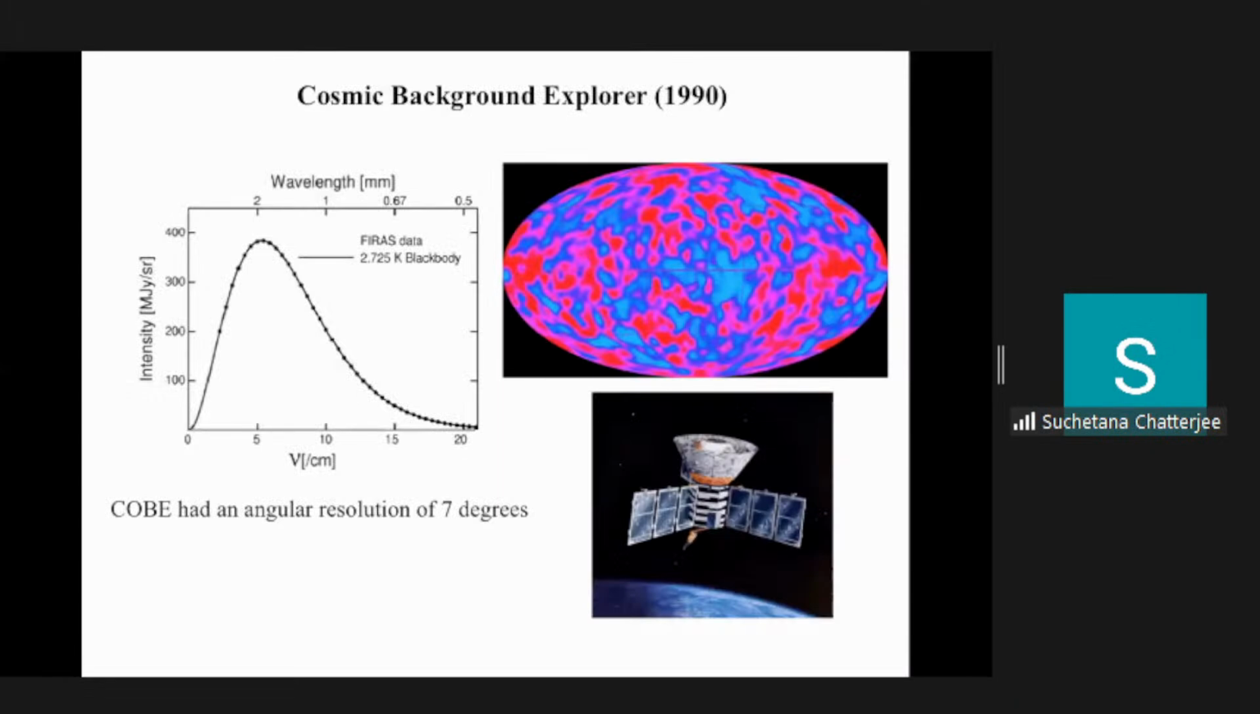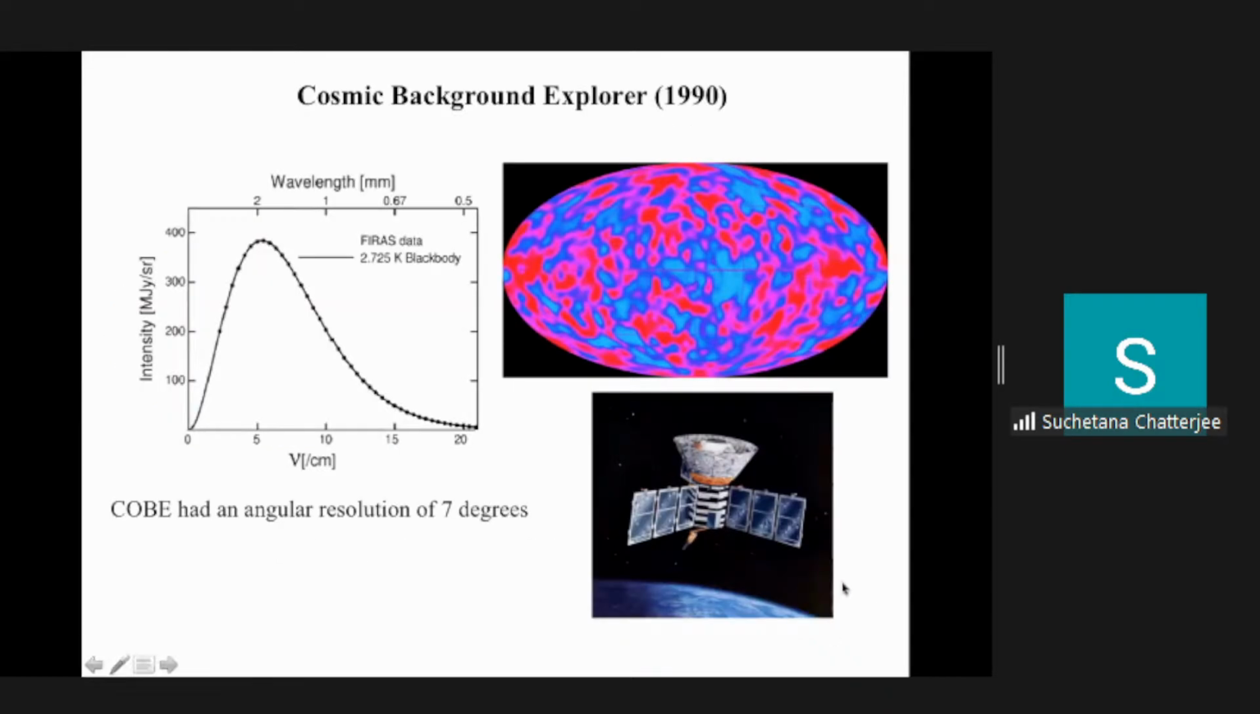And the COBE team was given the Nobel Prize for first detecting precisely this black body, and second for making this map and detecting the temperature anisotropy. The Nobel Prize was given in 2006, and that was the second cosmology related Nobel Prize.